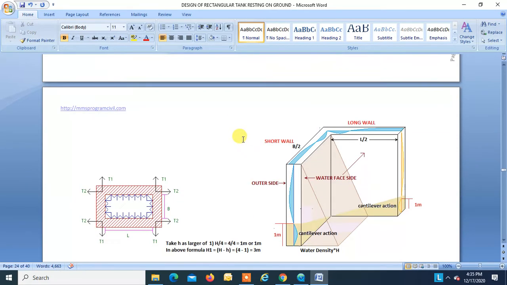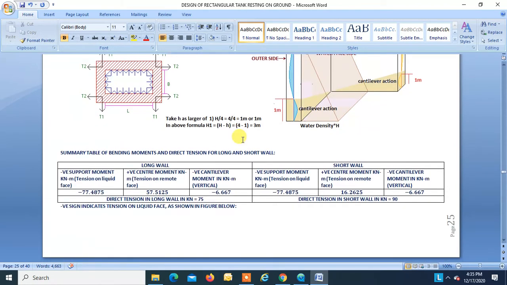approximate method, right? Approximate methods are very uneconomical, and they give very large sections and heavy steel, as compared to the code coefficients given in IS 3370. So this is the summary of the moments and the direct tension which we found above for long walls: negative moment at support, positive moment at mid span, cantilever action for short span, negative moment at support, positive moment at mid span, and cantilever moment. Okay.